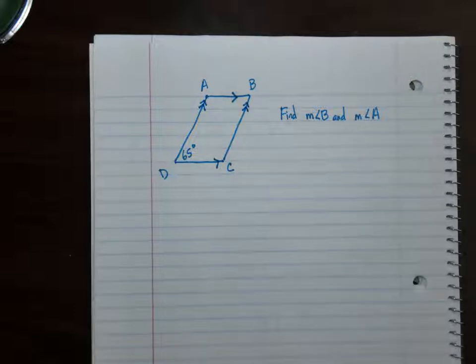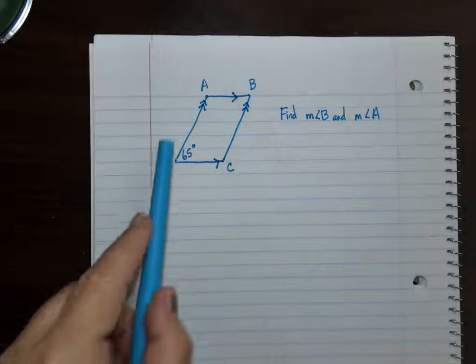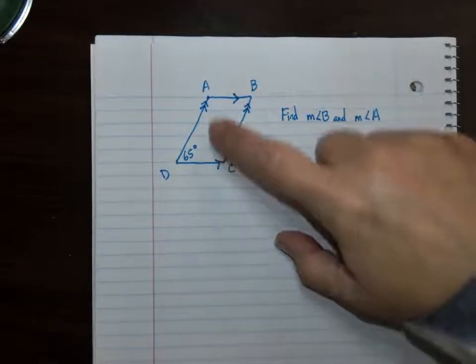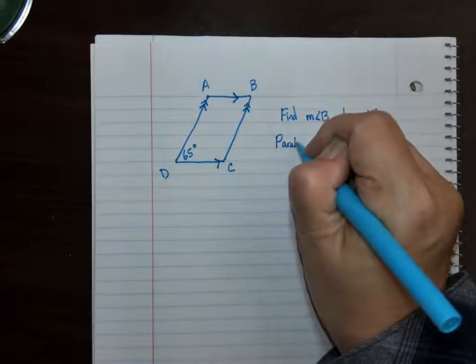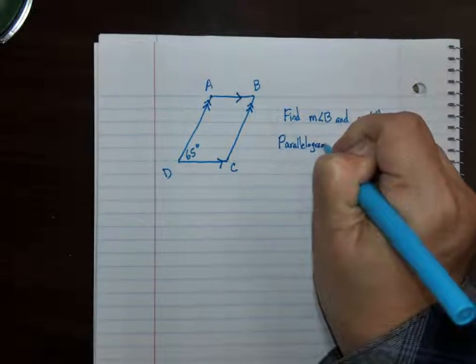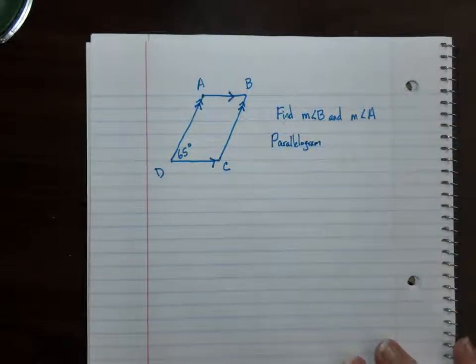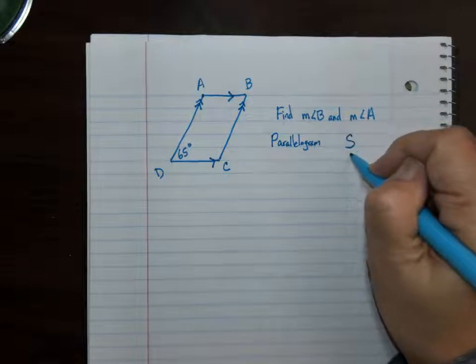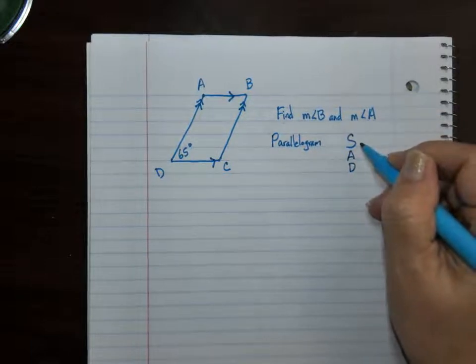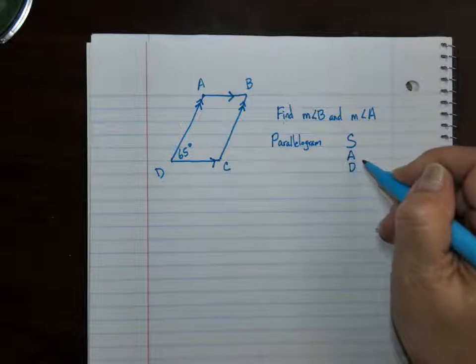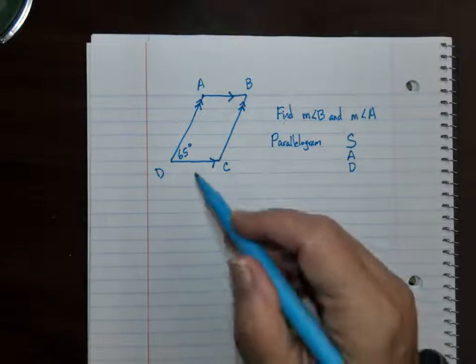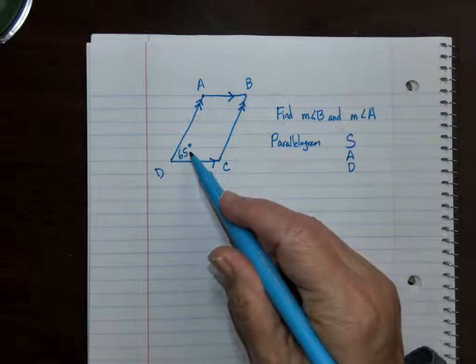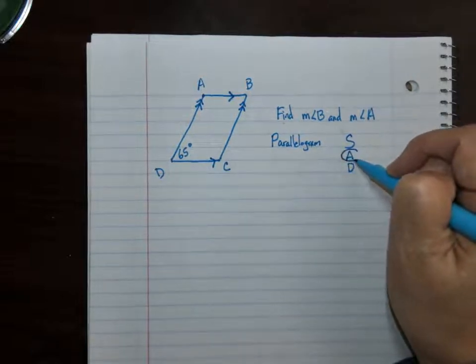Alright, so we want to go through our same thinking process. First, we want to see what shape this is. Opposite sides are parallel, so this is a parallelogram. Alright, don't be sad, but figure out, are we talking about sides or angles or diagonals in this problem? If it says 65 degrees, that's got to be talking about angles.